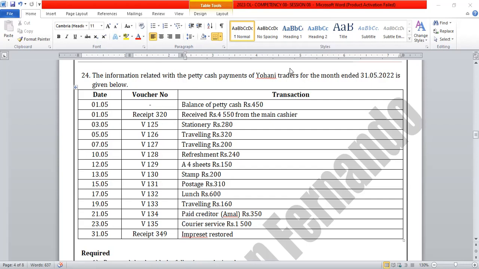I can see one. Paid a creditor Amal. Yes, so that should be analyzed in the ledger. In all levels, this is a very simple question. Just remember the format and the way of balancing it. Let me take you to the answers format, children. Here we have the answer format.